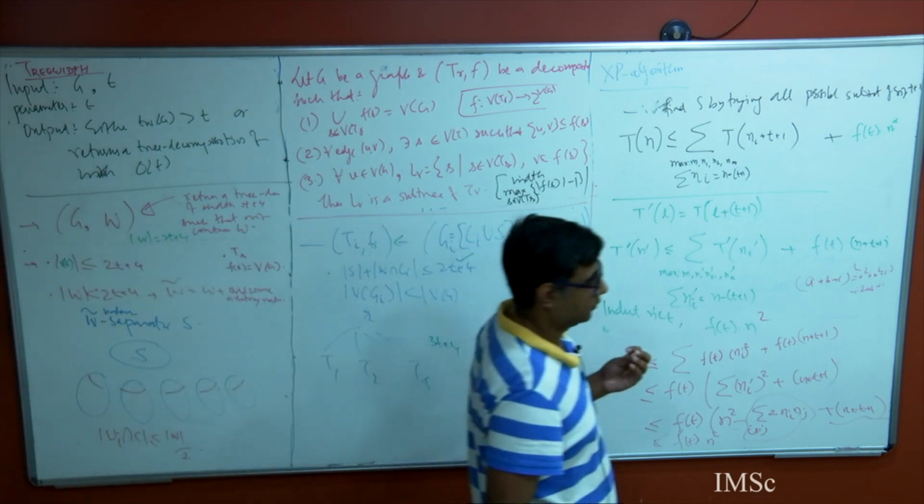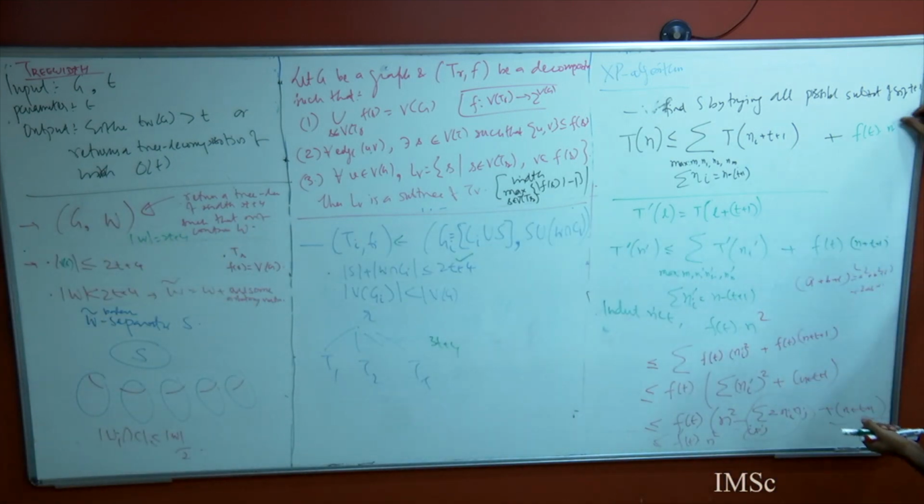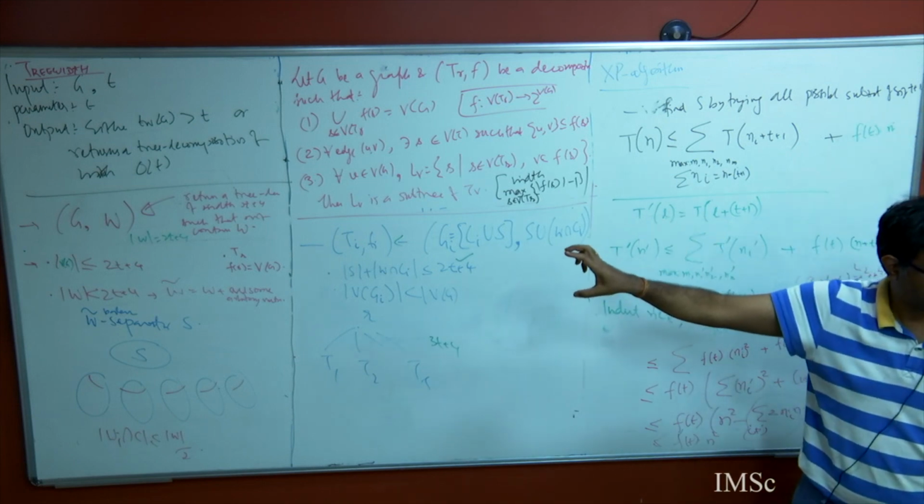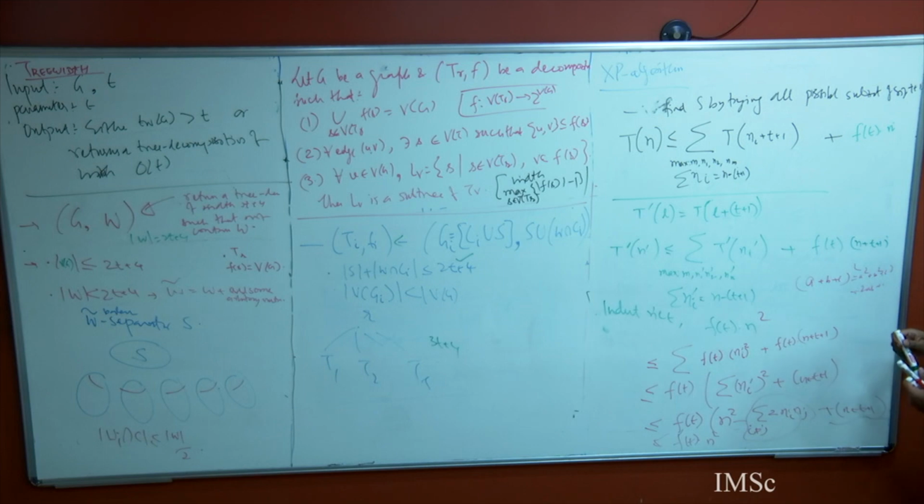So if I can replace finding this S with some running time of this form, then I will be happy. If I can find this S in this kind of running time, then I will replace this in this recurrence and I will get an algorithm with running time f of t times n square, morally. So how do we go about proving it?